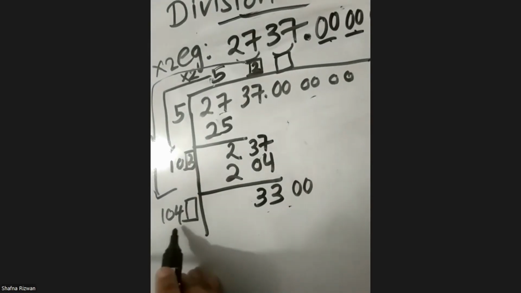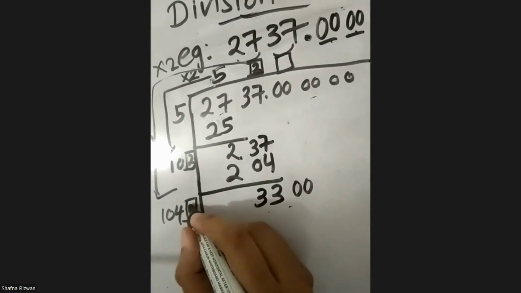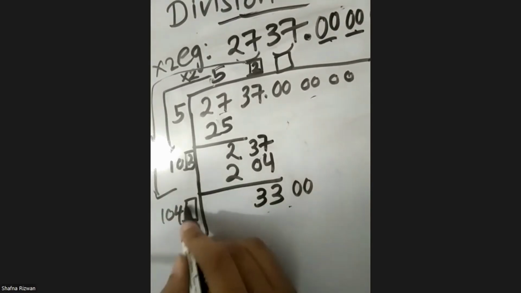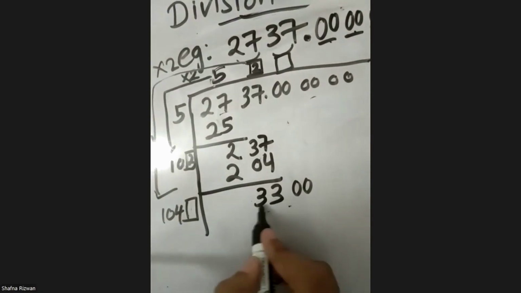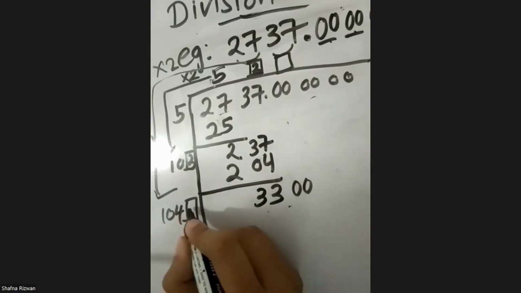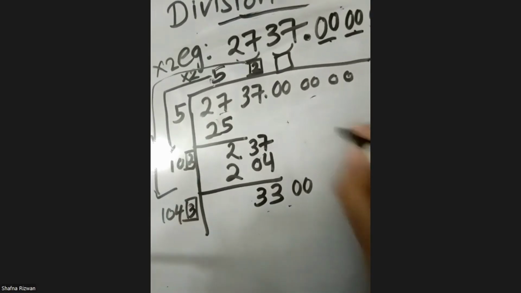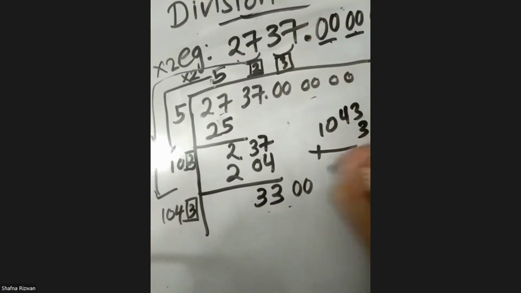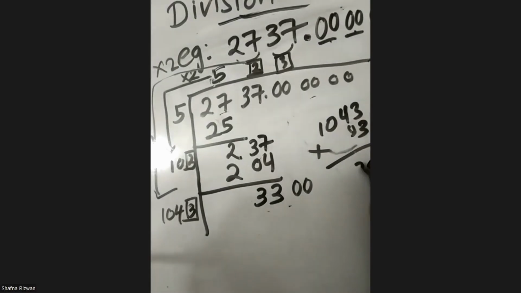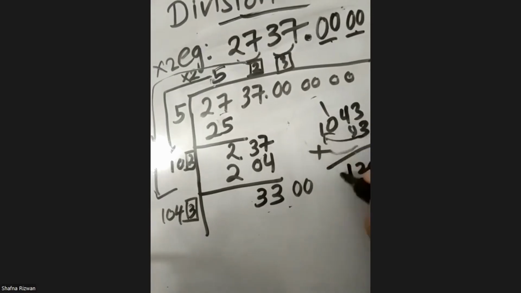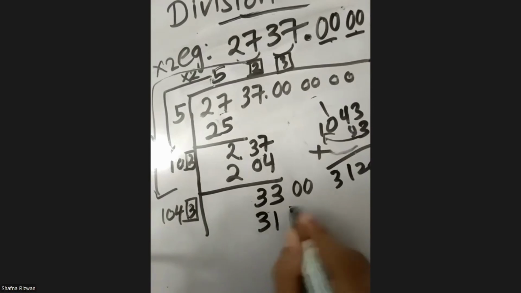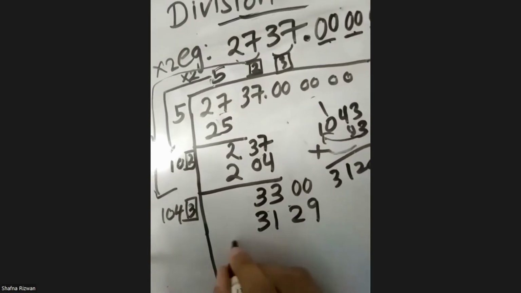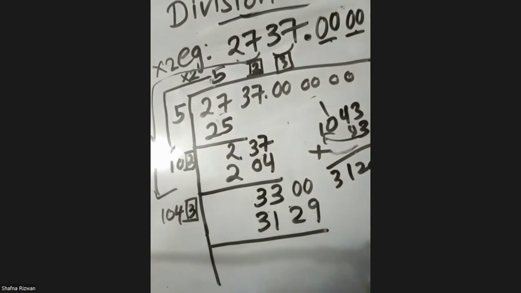Here, this is 104. To make it 1000, I can take 1. Then I will get 1000. 2 means it will become 2000. To get 3300, I can take 3. Okay, so 104 times 3. Here also write 3. Multiply by 3, how much will you get? 3 3s are 9, 4 3s are 12. 3 into 0 are 0, and here 1. So 1, 3 into 1s are 3. So 3129. Okay, you're getting something like this.